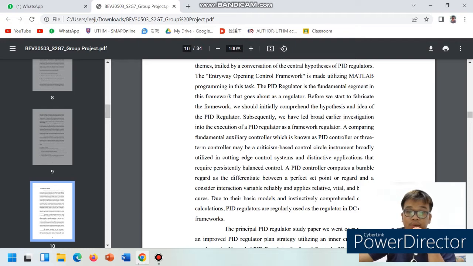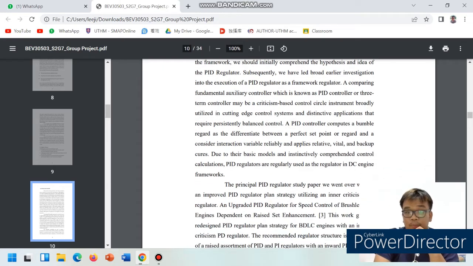The PID controller, or three-term controller, is a criticism-based control circuit instrument broadly utilized in cutting-edge control systems and distinctive applications that require precisely balanced control. A PID controller computes an error value as the difference between a desired set point and a measured process variable, and applies proportional, integral, and derivative corrections.